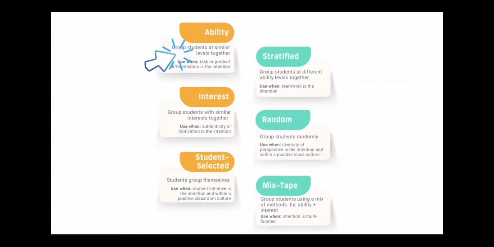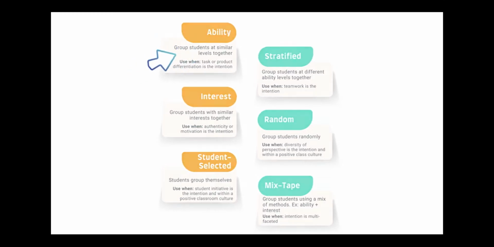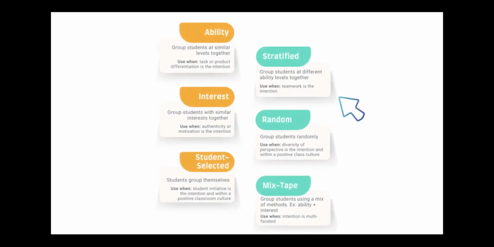If you recall, we've viewed a helpful infographic from instructional coach Amy Jimenez that guides us to group students based on what we would like the outcome to be. So, if the task's purpose is a differentiated one, then we group students according to ability. If the task's purpose is to encourage teamwork, then we stratify or group students of different abilities.